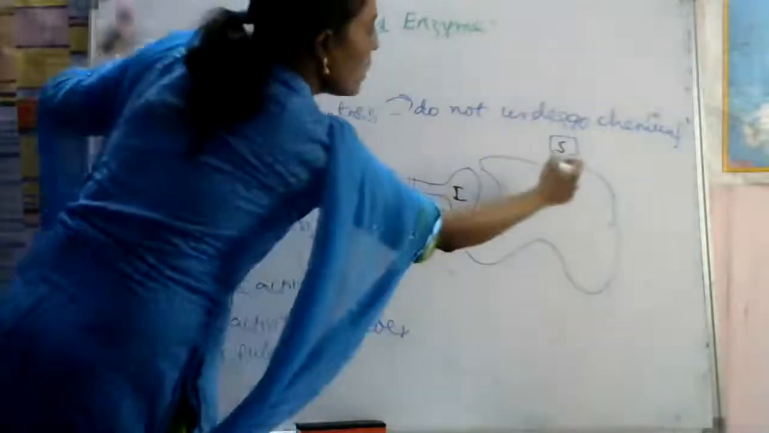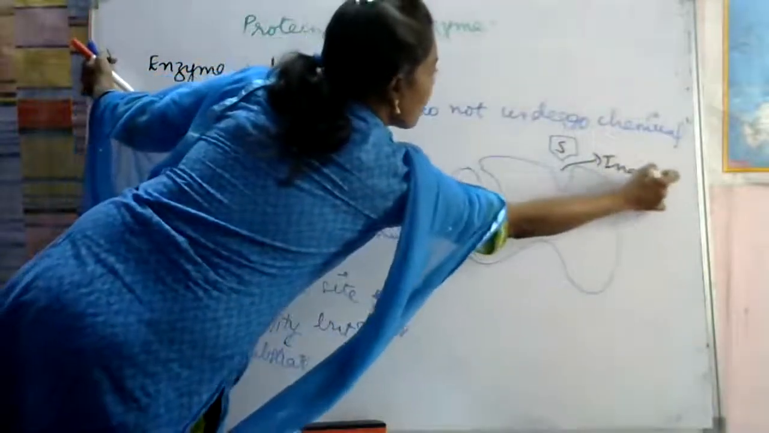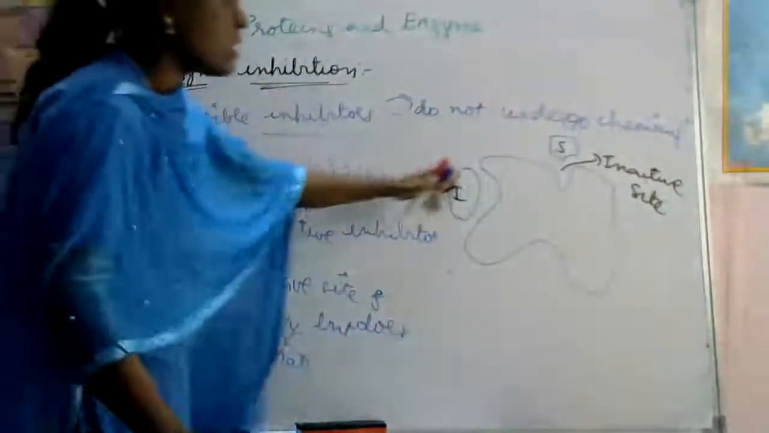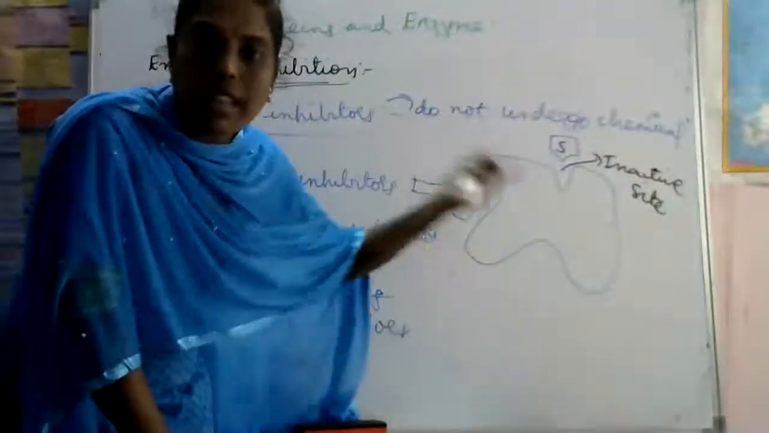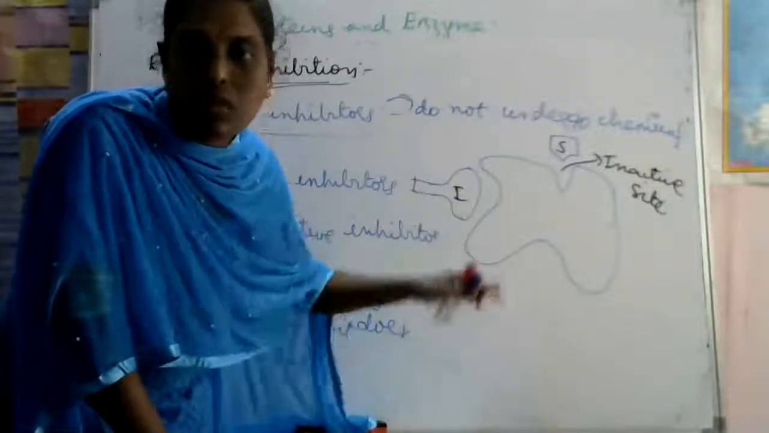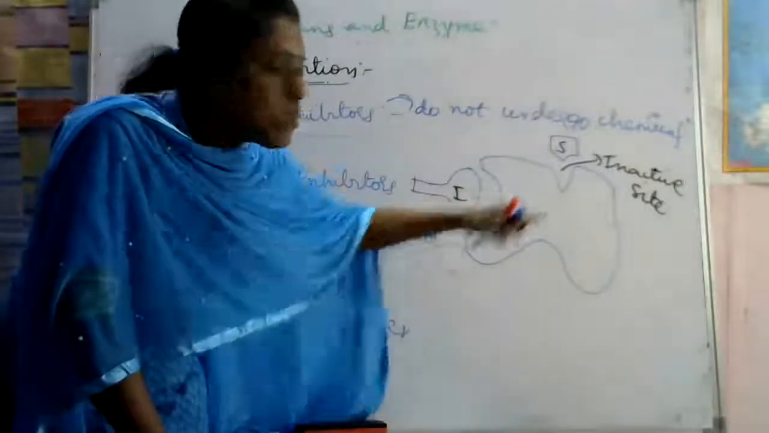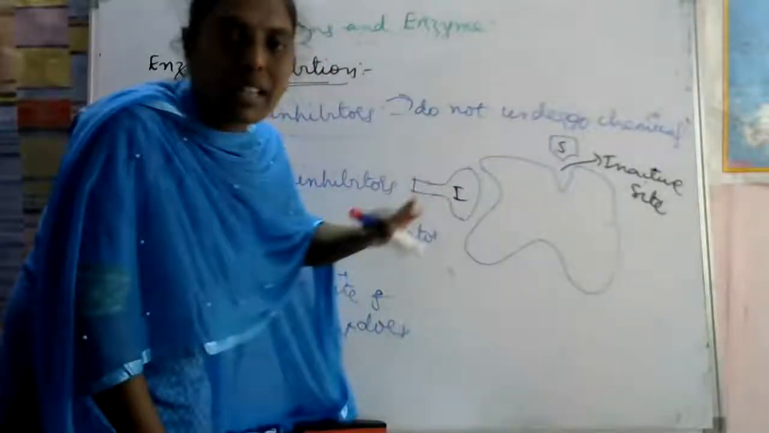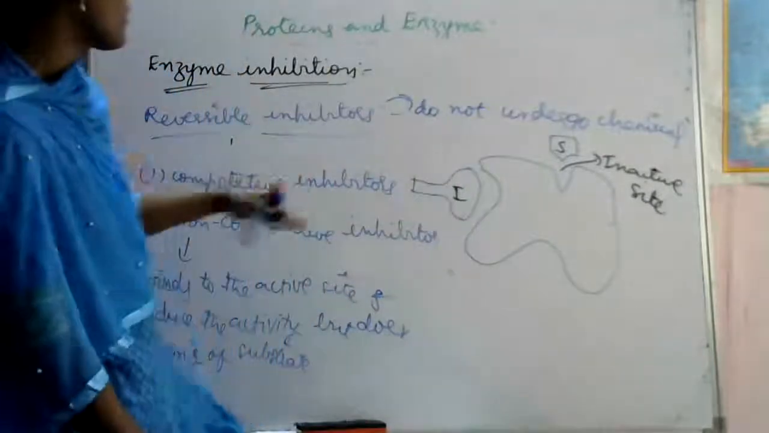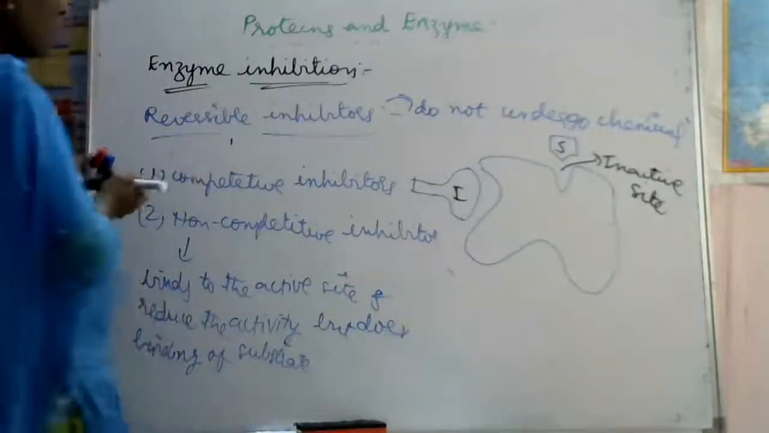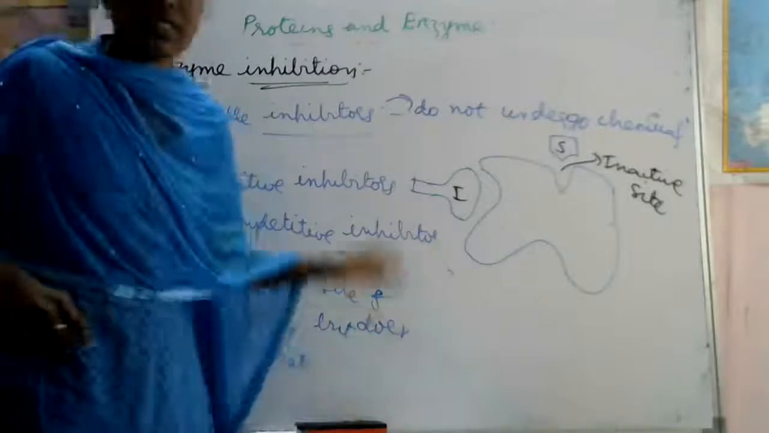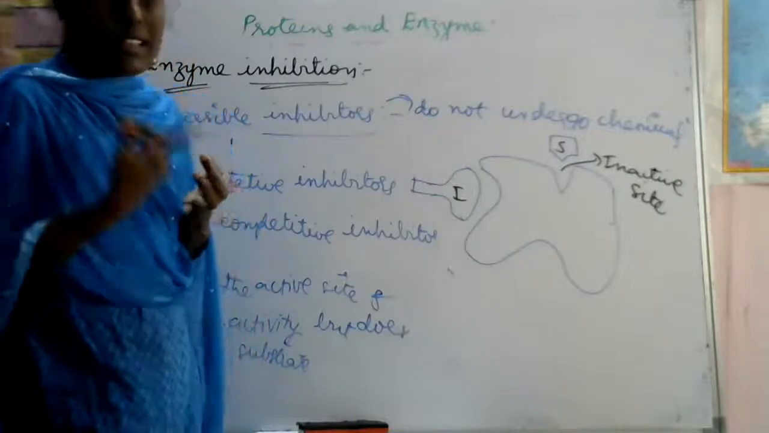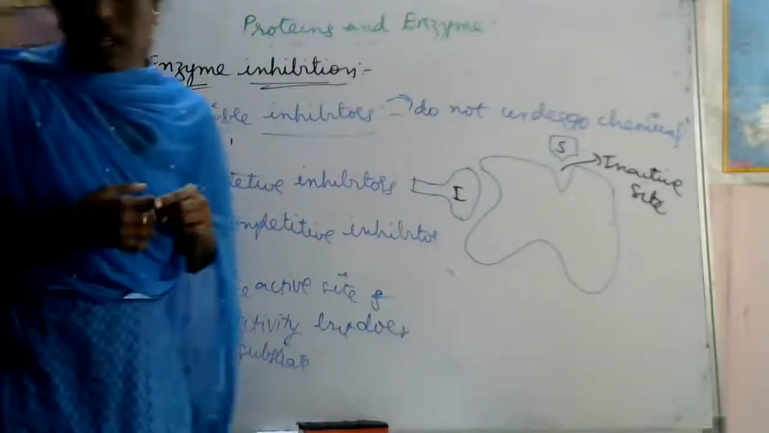So this will be an inactive site. Once the inhibitor binds, the other active site should be in an inactive stage. So it will bind and thereby inhibition takes place. This is about the non-competitive inhibitor. This is the reversible inhibitor, with two types: competitive and non-competitive inhibitors. Let's see another type: irreversible inhibitors.